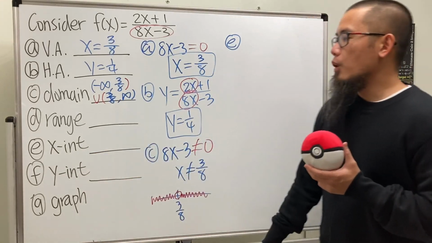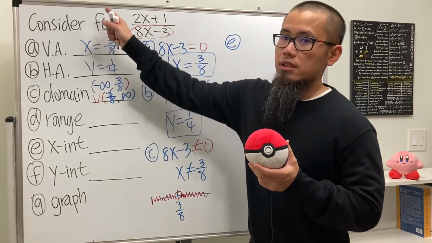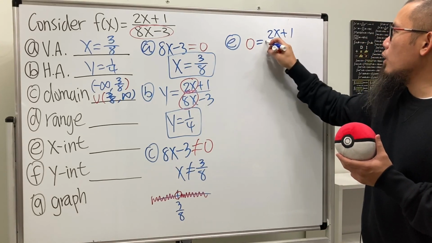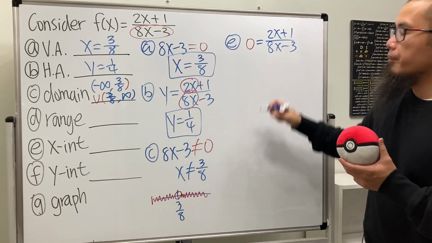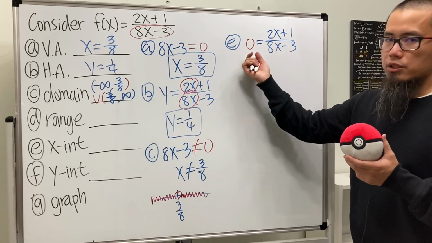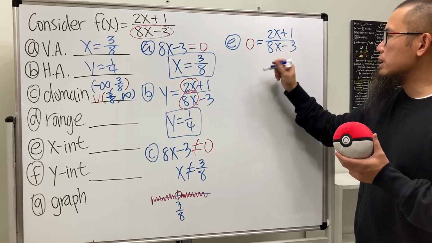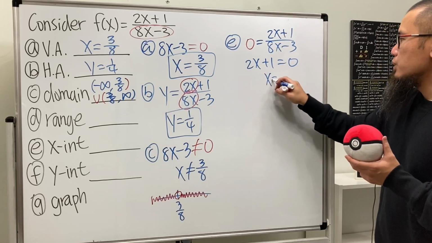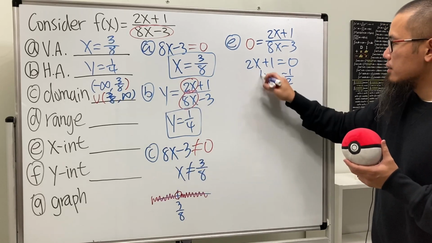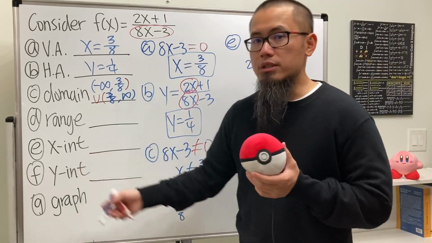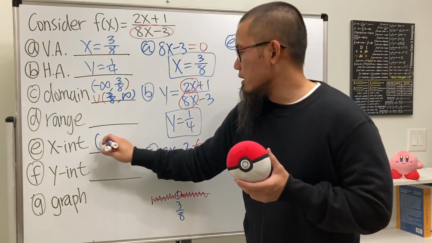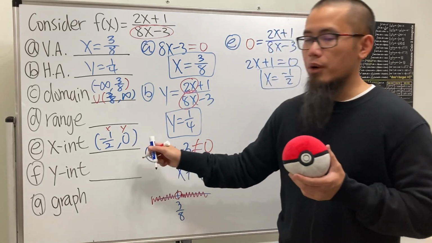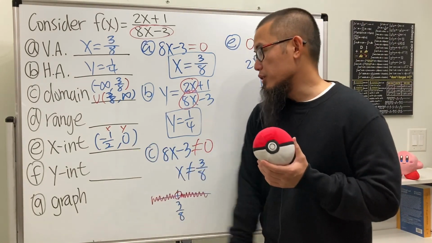For the x-intercept, we are going to make y, which is this, equal 0 and then solve it. So we get 0 is equal to 2x plus 1 over 8x minus 3. But you see, if the fraction is equal to 0, that means the top has to be 0. So we just have to look at 2x plus 1 is equal to 0. Solving for x, we get x is equal to negative 1 over 2. And because the x-intercept is a point, usually I like to write this as negative 1 over 2, comma 0. Again, this means the x value and this means the y value. This is not the interval notation.